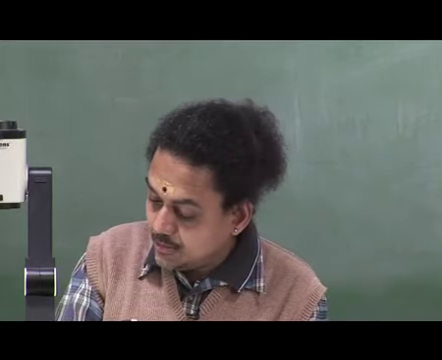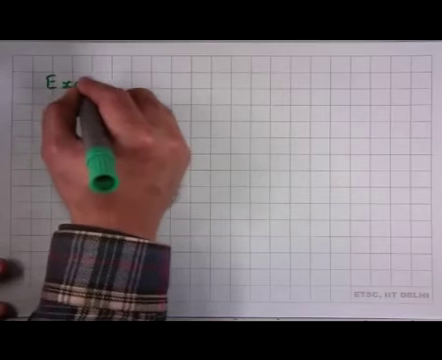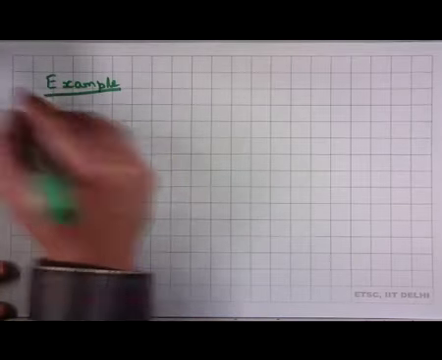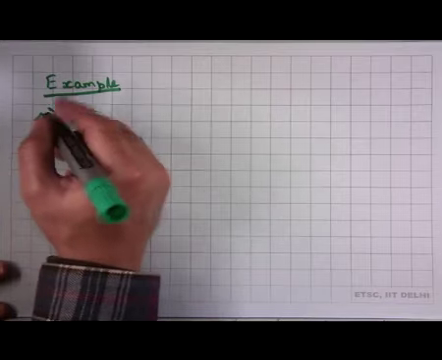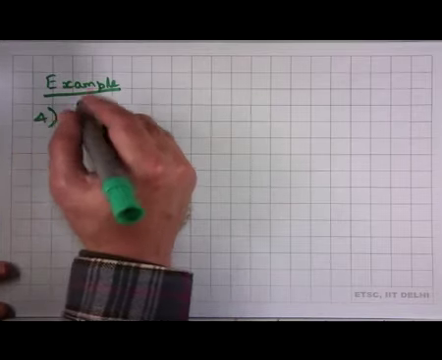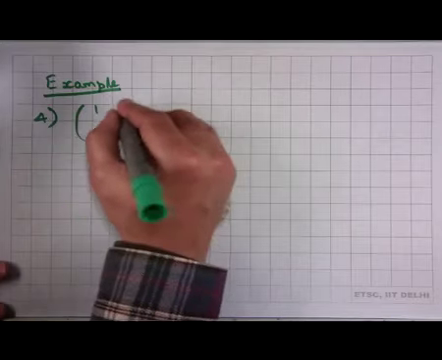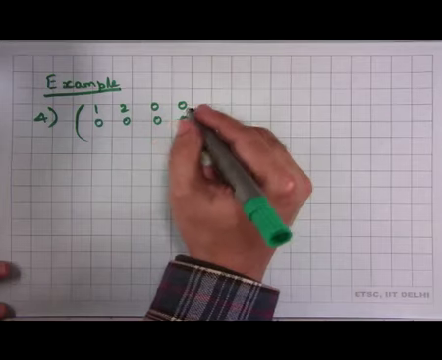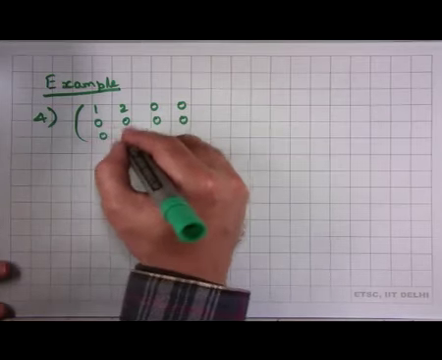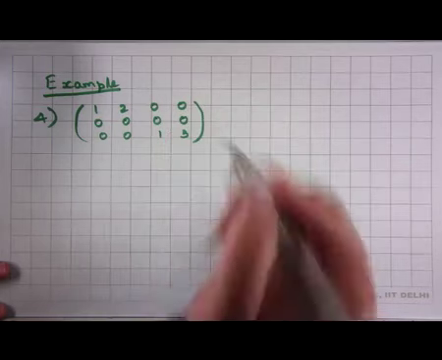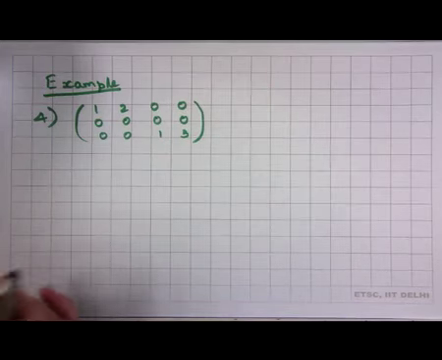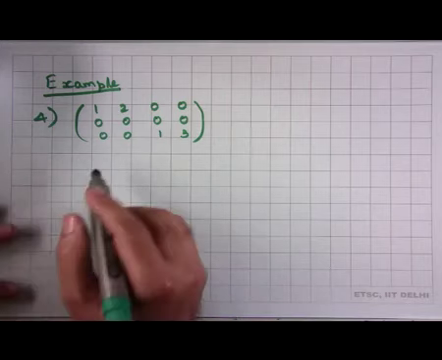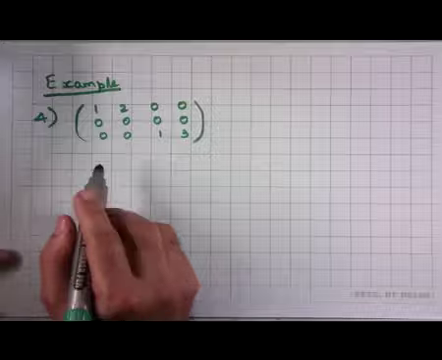Let us do one more example. Maybe the fourth example. 1, 2, 0, 0, 0, 0, 0, 0, 0, 0, 1, 3. This is the matrix that I have. So, you have a 3 by 4 matrix. Let us try to calculate the rank of this matrix.